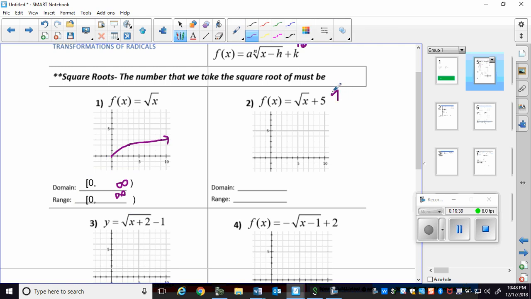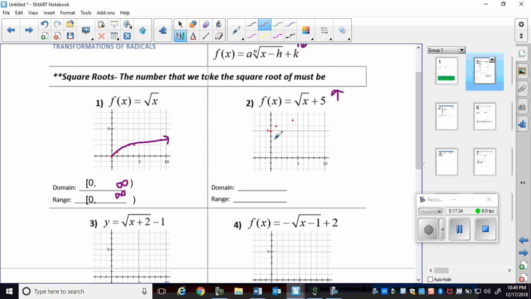We're moving those key points up 5 units. So I'm going to start with this point at 0, 0, and then my new starting point is going to be way up here. It's at 5. Okay? And then for 1, 1, my new y value is going to be 6. So way up here. For 4, 2, my new value is going to be 2 plus 5, which is 7. So 4, 7 right here.